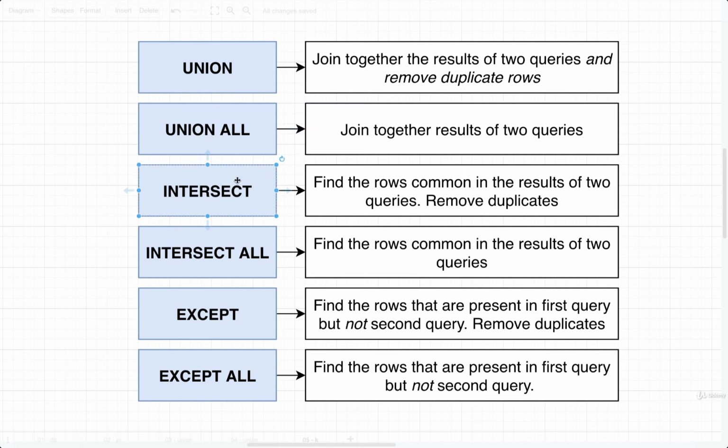In this video, we're going to focus on intersect. We make use of the intersect keyword to take a look at two different queries, and it will give us back rows that are common in the results of both of those queries. So intersect means give us rows that are common.